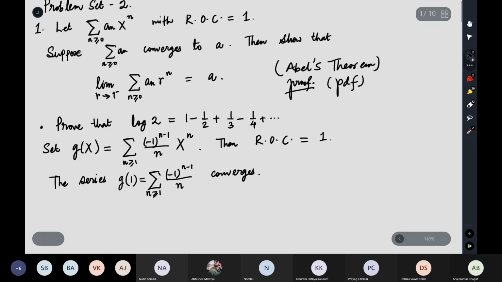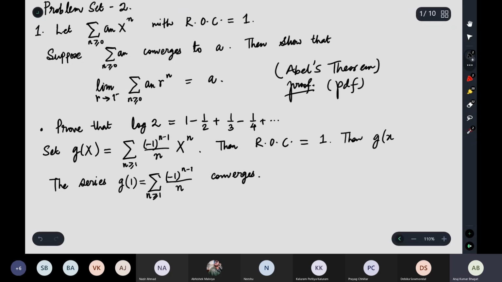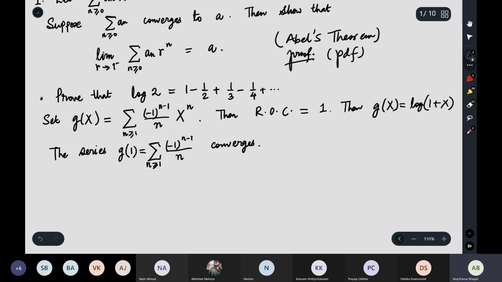Now, one thing you have to take here as an assumption: g of x is nothing but the power series of log of 1 plus x. This you have to assume here. You can actually prove it also. So g of x is log of 1 plus x. Okay, this is the power series of this.